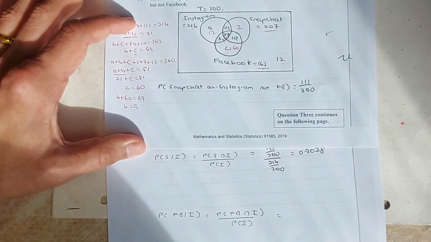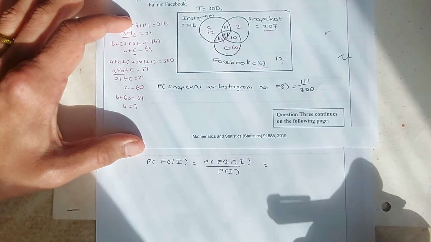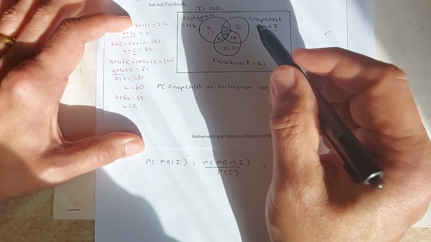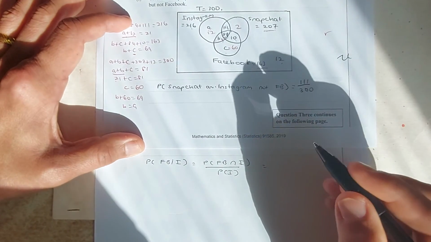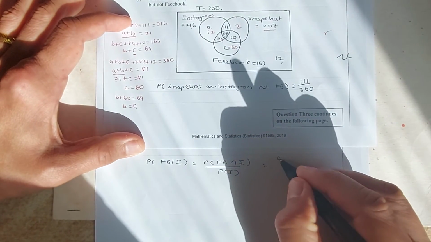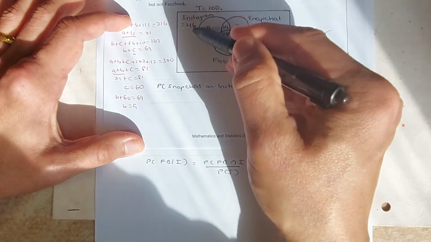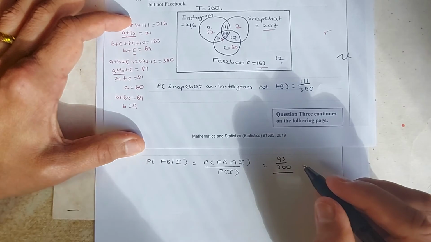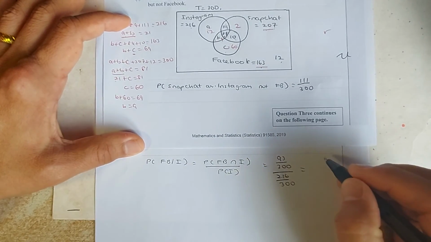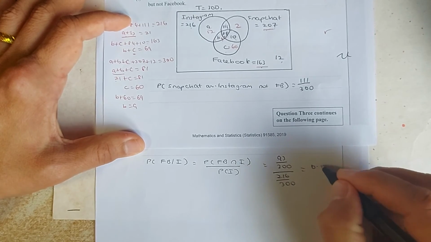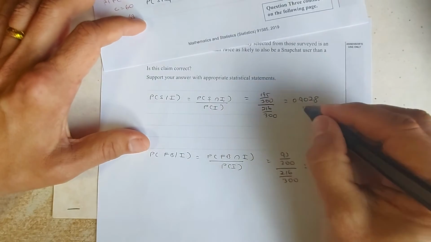Similarly, if you want to calculate Facebook and Instagram, okay, Facebook and Instagram. So Facebook and Instagram is going to be 84 plus 9 is going to be 93 over 300 divided by Instagram itself is 216 over 300. And put in your calculator is going to be 0.4306.